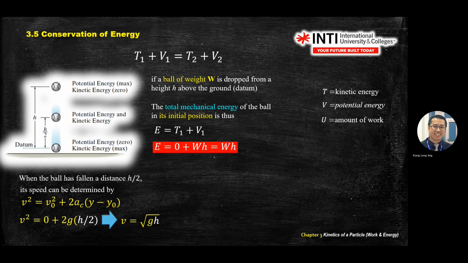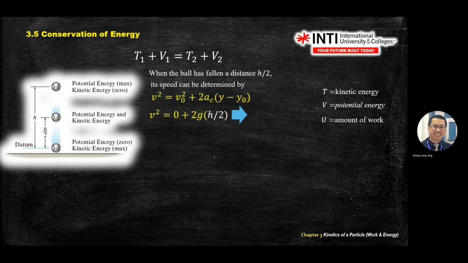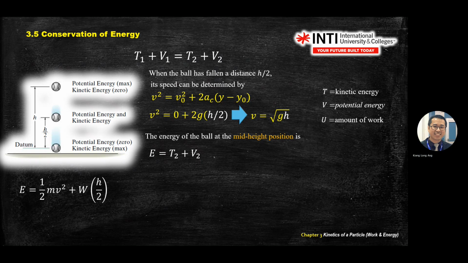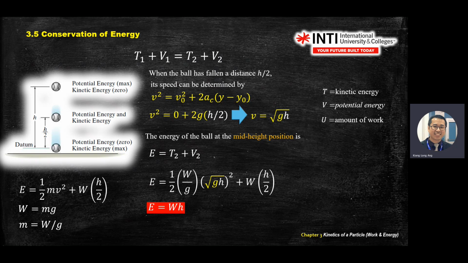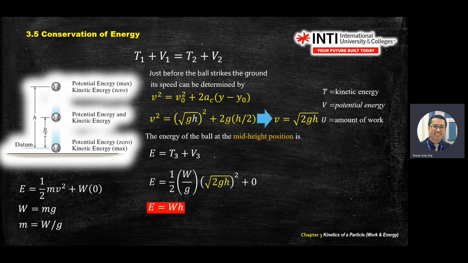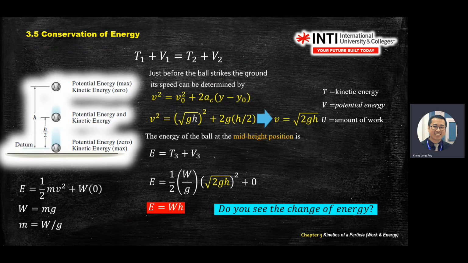So at 2, how do you prove the velocity? The height at 2 is h divided by 2. You get your v equal to square root of gh. You substitute into the equation: E equal to T2 plus V2. T is kinetic, V is potential. So half mv squared, and your V is this one. You do the calculation, you still get Wh. Same with the last one, you still get Wh. So there's no change of energy if you use conservation of energy.